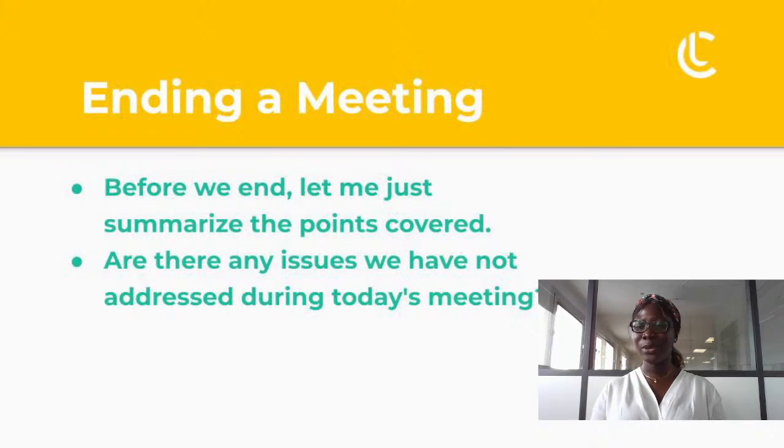Donc, c'est très important de faire un point just to make sure that all the key points are mentioned during the meeting. And if there is anything that was not mentioned during the meeting, this is the time for the participants to review them, to say them so that everyone can be on the same page.